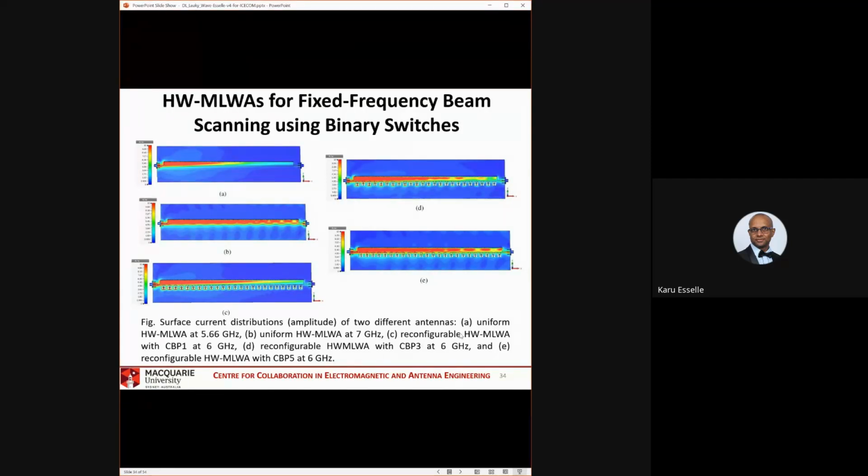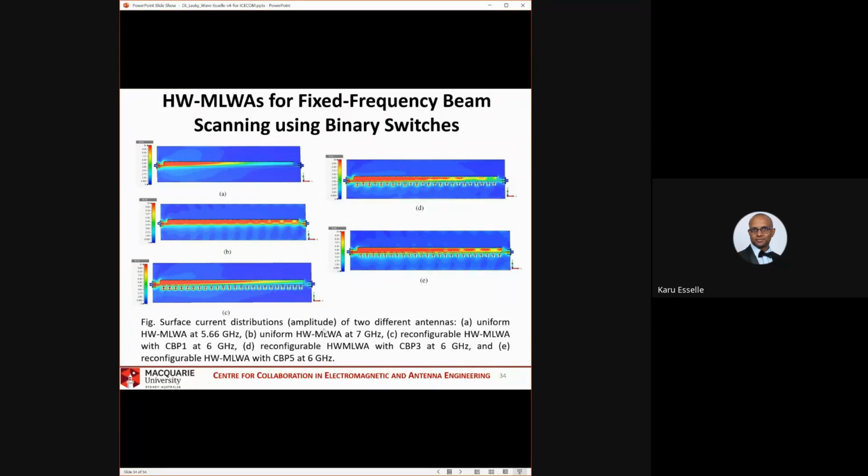Now, what about the leaky wave antennas with switches? Configuration C is our leaky wave antenna with complete binary pattern 1, CBP1, at 6 gigahertz. You can see that it has a stronger alpha. It decays very well and very little power is left here. Also the effective length is smaller than the length. So we expect less directivity from this, but high aperture efficiency.